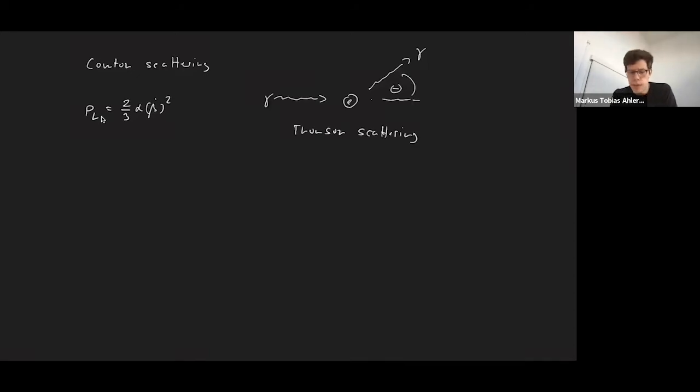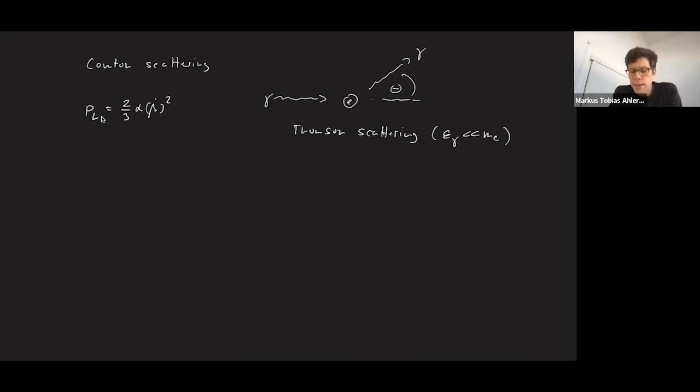This is for electrons at rest. And we can use the Compton scattering formula to estimate the power. In the classical regime, so classical means that h bar omega, the energy of the incoming photon, is much, much smaller than the rest mass of the electron. This is the regime of Thomson scattering.